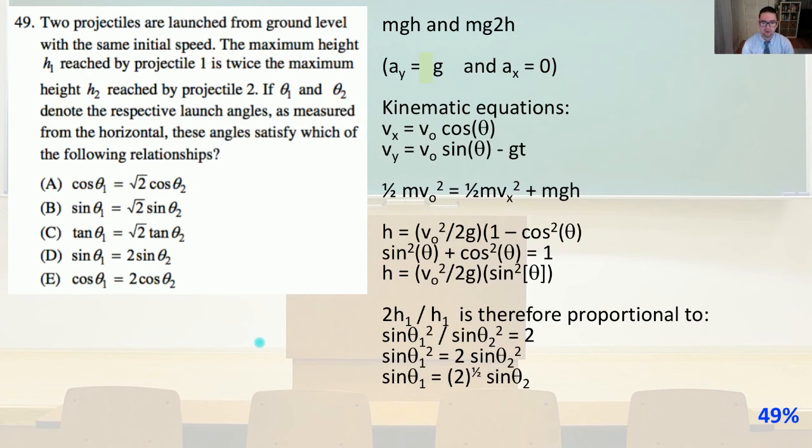So h1 over h2 is therefore proportional to sine theta 1 squared divided by sine theta 2 squared equals 2. So therefore, sine theta 1 squared equals 2 times sine theta 2 squared, and sine theta 1 equals the square root of 2 times sine theta 2, and that is answer B.